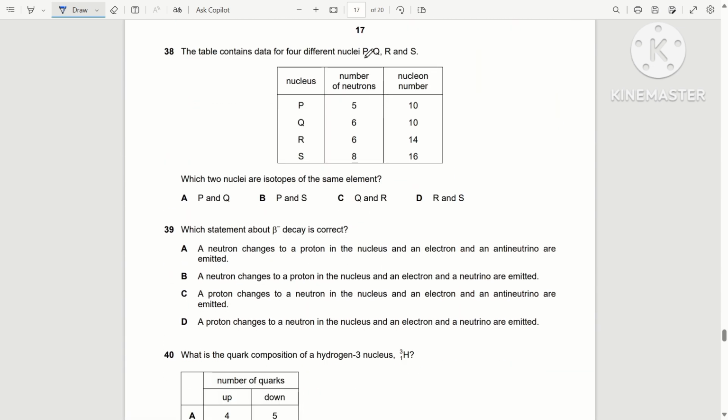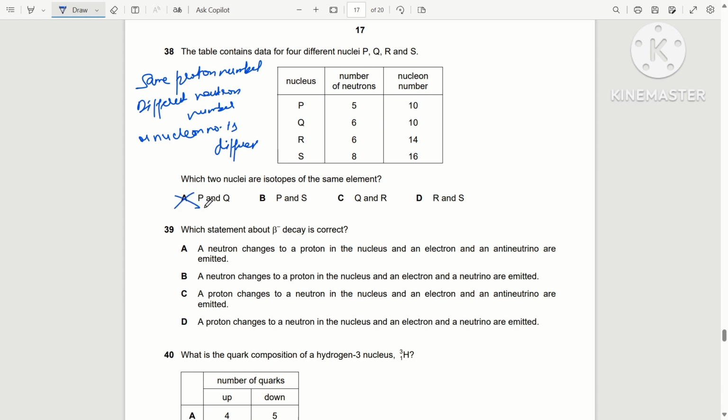Question 38. The table contains data for 4 different nuclei P, Q, R, S. Which 2 nuclei are isotopes? We know that isotopes have the same proton number but different neutron number, or the nucleon number will be different. Now here the first option is P and Q. In P and Q we can see the nucleon number is the same, so this is rejected.